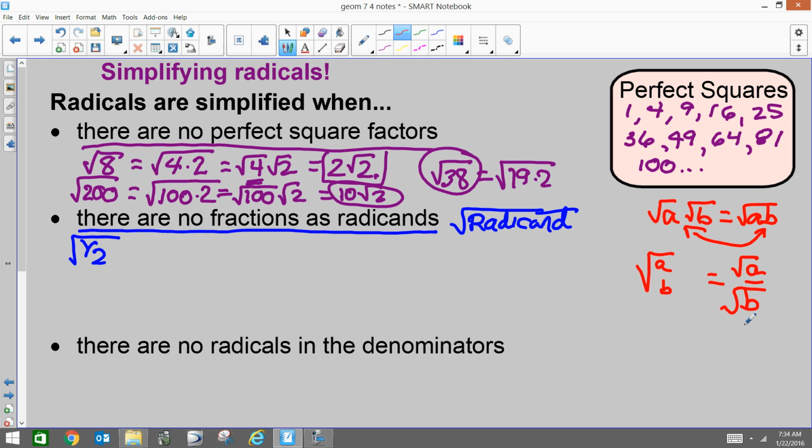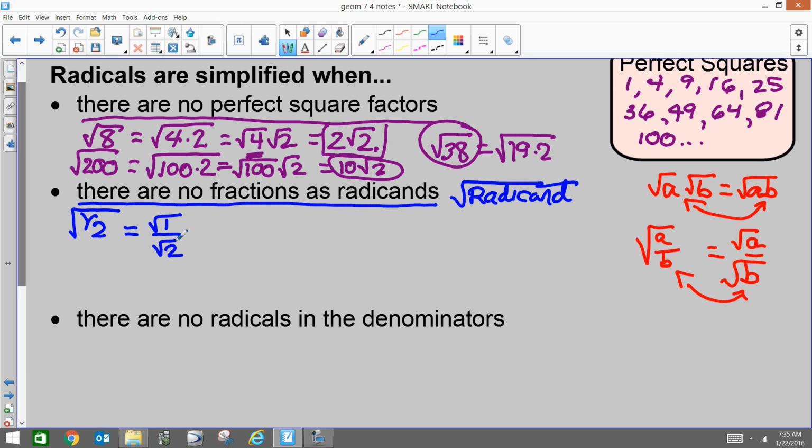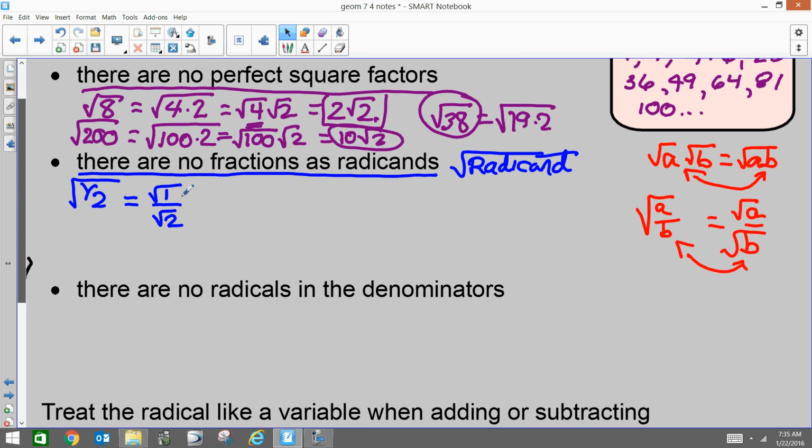There we go. So that's our premise. We can go this way, we can go this way, either way, whatever way you want to go. All right, so let's try it. Get my blue pen. We're going to split it up like so. Now, as you can see, both of your radicands are no longer fractions. 1 is not a fraction. 2 is not a fraction.